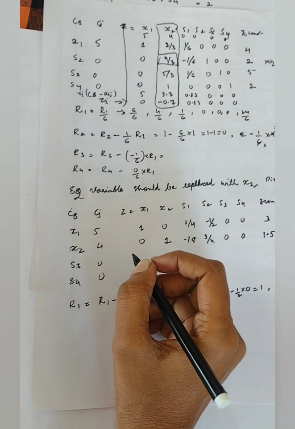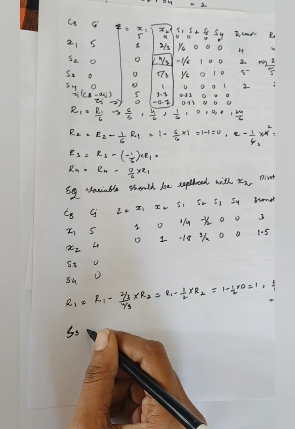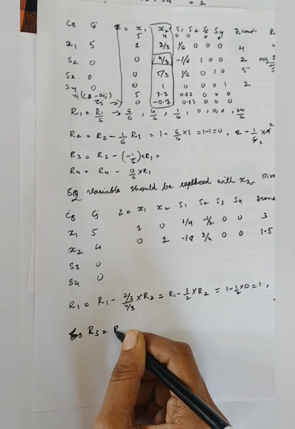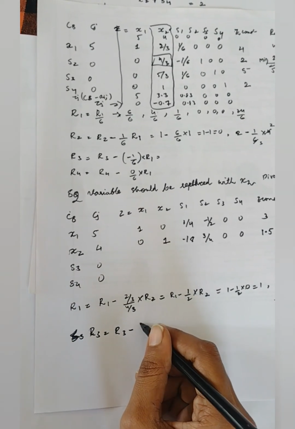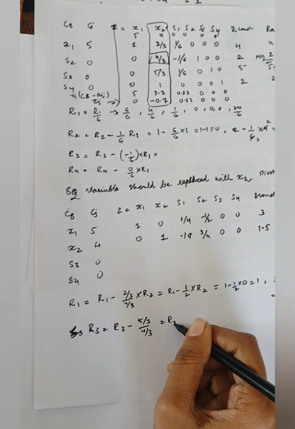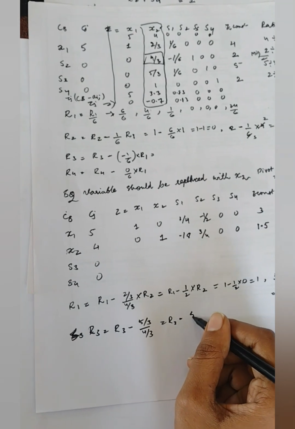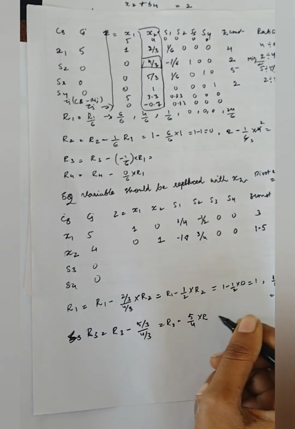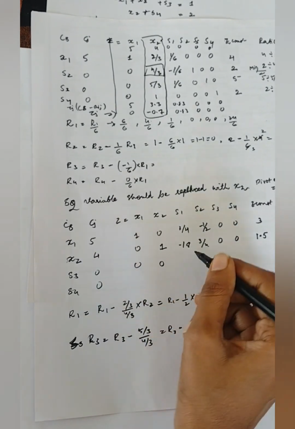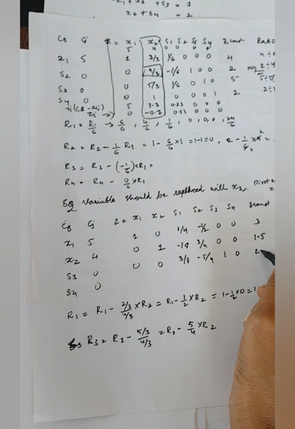Same as usual, for row 3, R3 minus 5 by 3 divided by 4 by 3, R3 minus 5 by 4 into R2. As usual, we get 0, 0, 3 by 8 minus 5 by 4, 1, 0, 2.5.